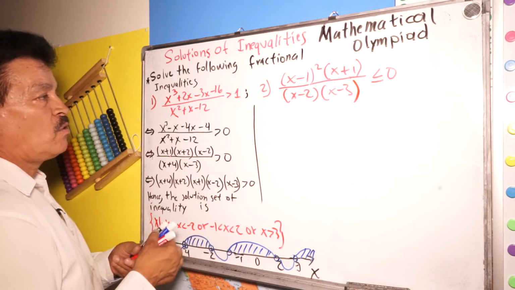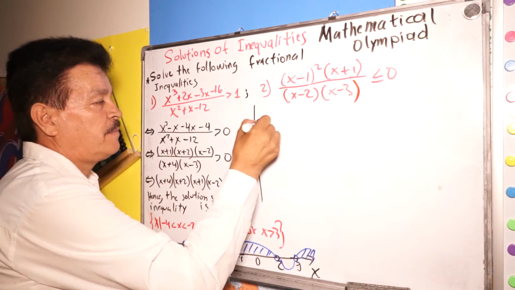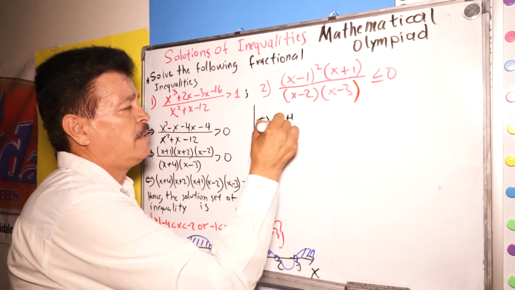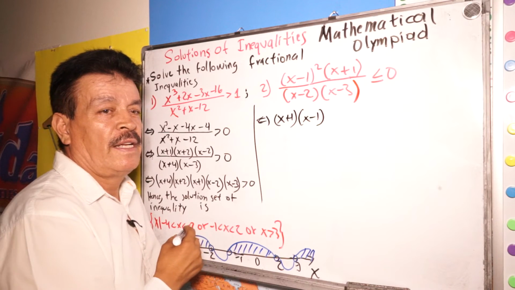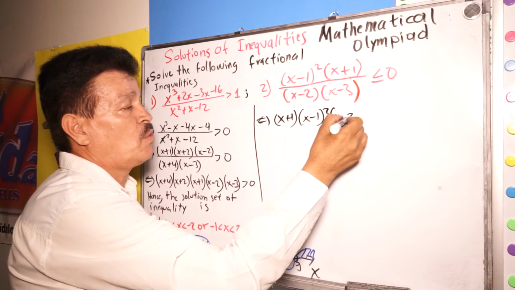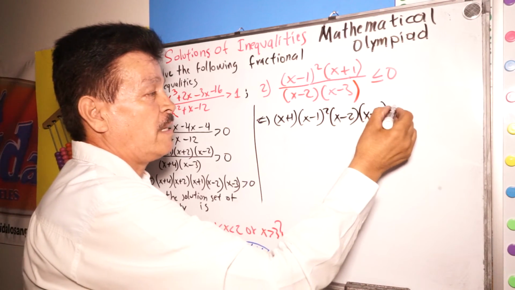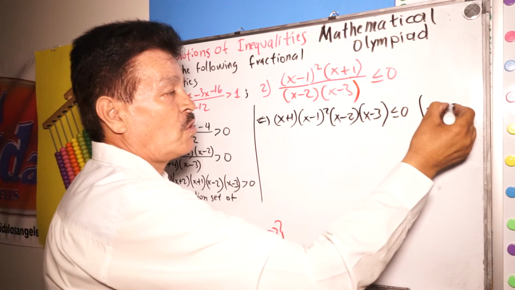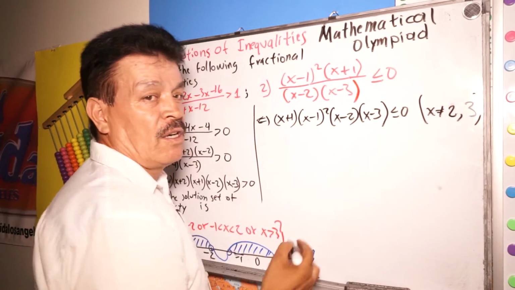Let's go and try to solve the second problem. The second one is easier. Just write it right here. This problem should be (x + 1)(x − 1)²(x − 2)(x − 3) less than 0. So here x is different from 2 and 3. This is the observation.